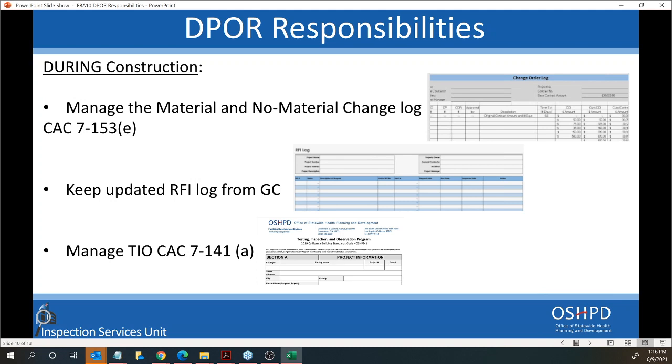So during construction, what happens? The DPOR needs to manage the material change and non-material change log. The DPOR needs to keep a copy, as a best practice, of the RFI log provided by the GC, submittals, any log. And of course, the TIO needs to be managed by the DPOR as well. Code references are in the slides, so you can see where all the references are for the change log and for the TIO.